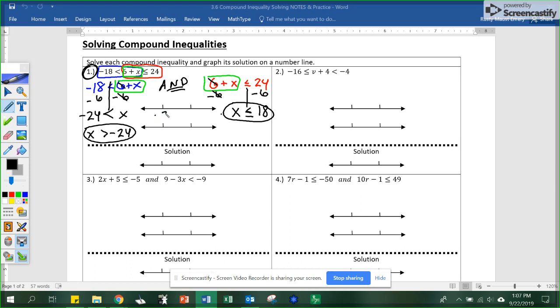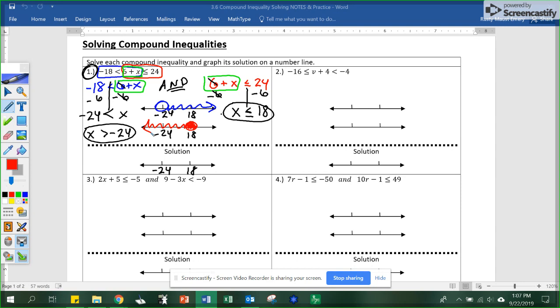So my two key points are negative 24 and positive 18, the two boundary points. I'm going to set up all three of those number lines first. That first inequality is x is greater than negative 24, so open circle to the right. The second inequality is x is less than or equal to 18, so closed circle and to the left, less than.